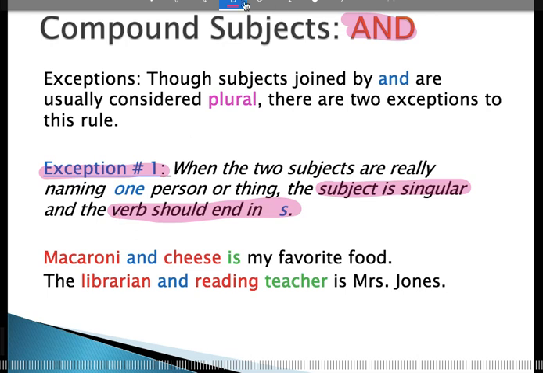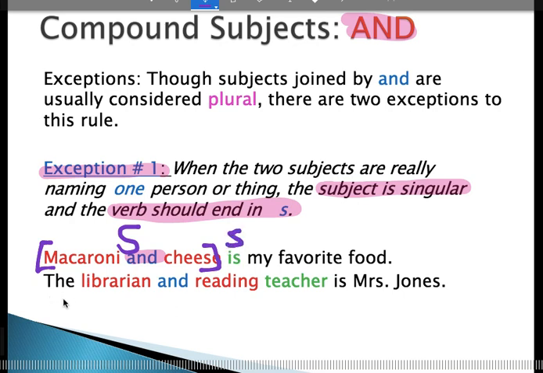So what do we mean by that? Macaroni and cheese is my favorite food. We have the word and here. However, macaroni and cheese is considered one singular food. When we talk about macaroni and cheese, we're not talking about a bowl of macaroni and a bowl of cheese. We're talking about one bowl of macaroni with cheese. It's one singular food. It just happens to have the word and in it. Because this is one singular food, we ignore that it has the word and, it's singular. Therefore, it needs a singular verb, which would be is.